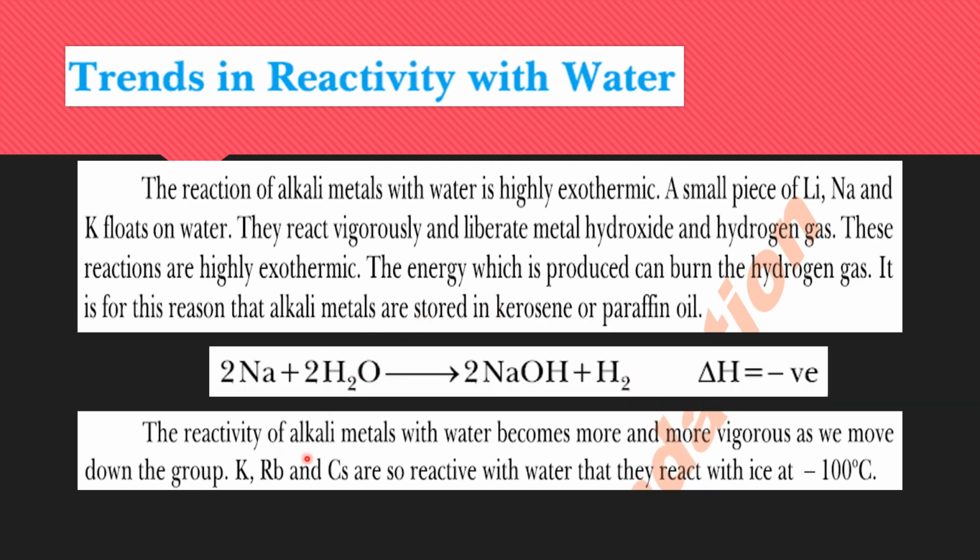And this reactivity of the alkali metals with water becomes more and more vigorous as we go down the group. So potassium, rubidium and cesium are so reactive with water that they react even with ice at minus 100 degrees centigrade. So you can see that they are quite reactive with water, and due to this high reactivity with water, they are always stored in kerosene or paraffin oil.